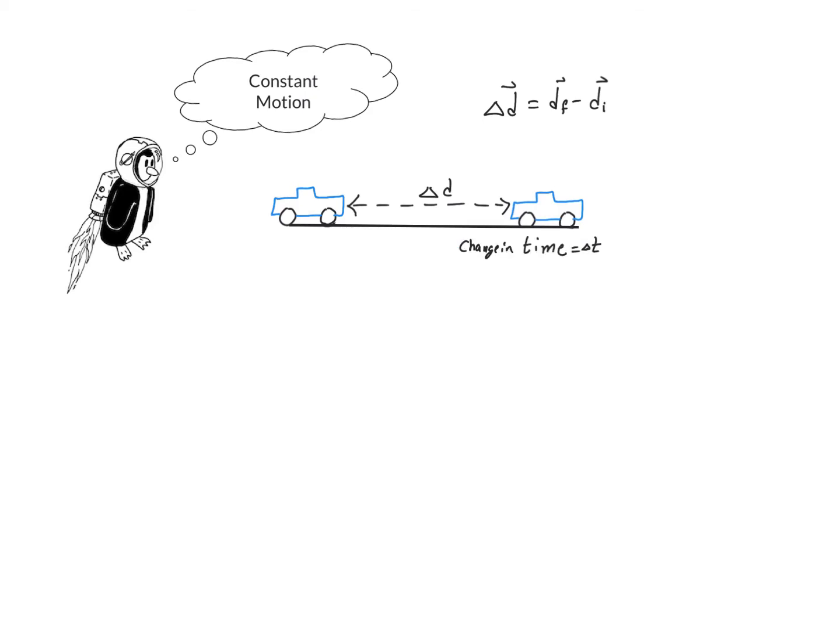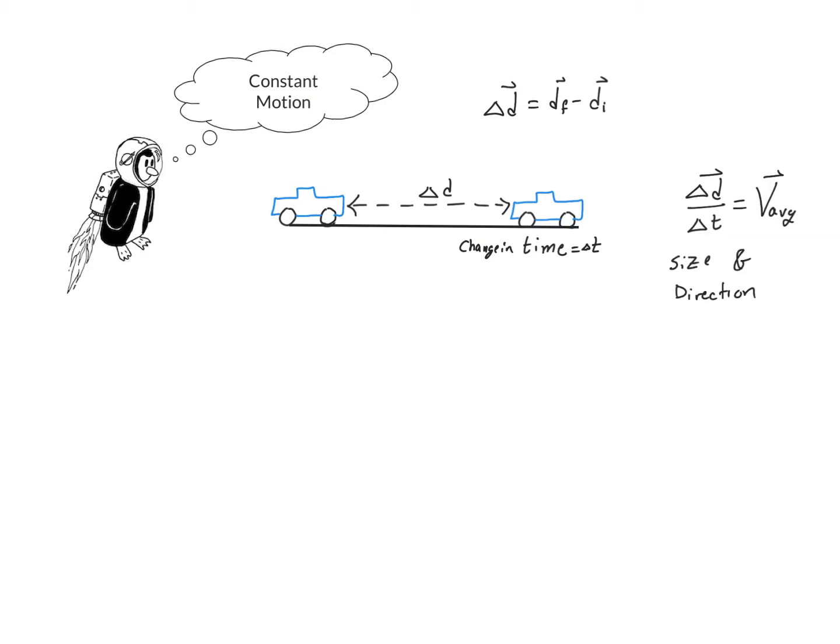We can take the rate of change of position, delta D, and divide it by how long it took us to change that position, delta T. This will give us our average velocity. Notice that velocity is a vector, so it has both size and direction.